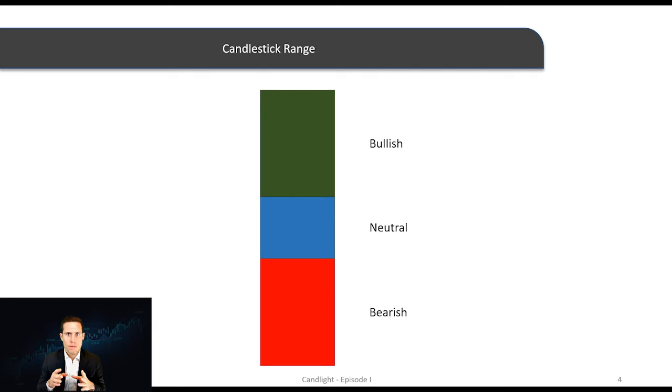That's the most important thing. Where the close of the candle is relative to its range, the range is the high and the low, that's what tells you whether a candle is more bullish or bearish, or neutral for that matter.